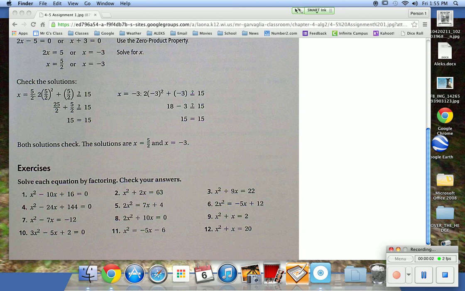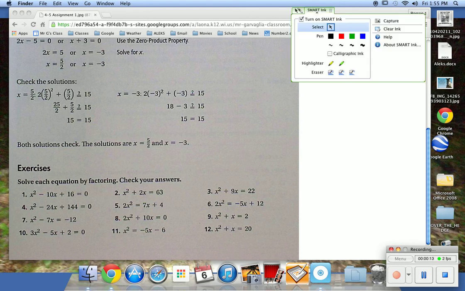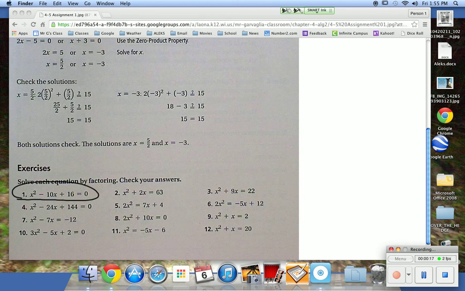Chapter 4, Section 5. We're going to work on factoring again. This is a little bit different because we're going to find out what factors will make these equations go to zero. So we'll use number 1 as an example to start off with, and we want to find what numbers will make that zero.